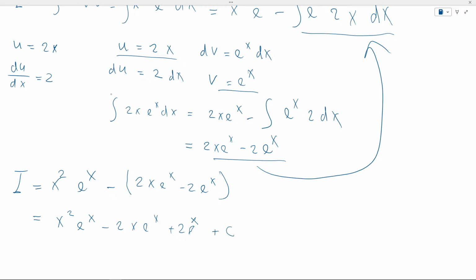plus constant. So I can take e to the power x as a common factor. That will leave me with x squared minus 2x plus 2, plus constant. Basically, that would be the solution to this guy.